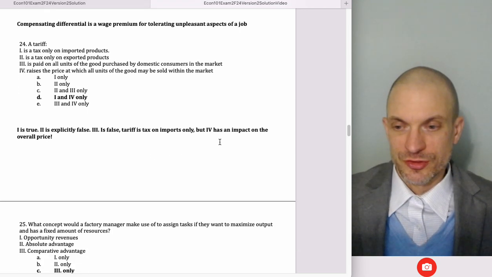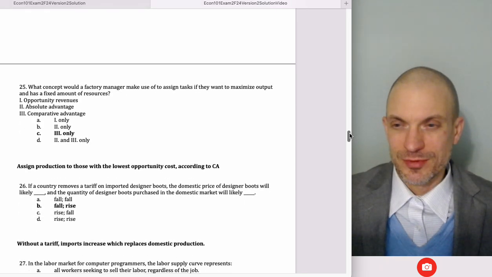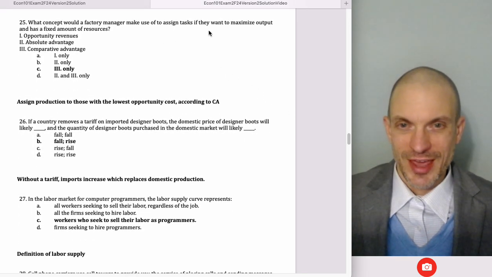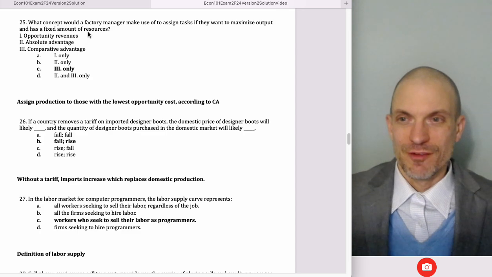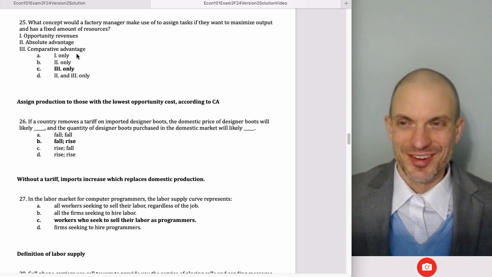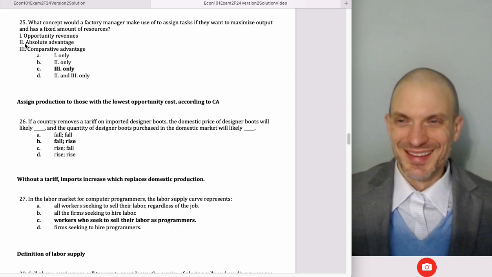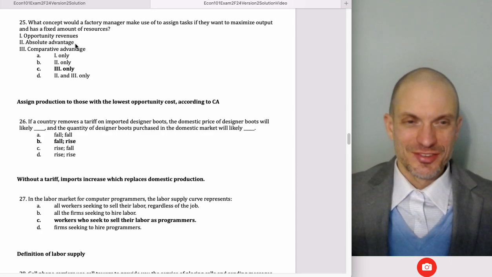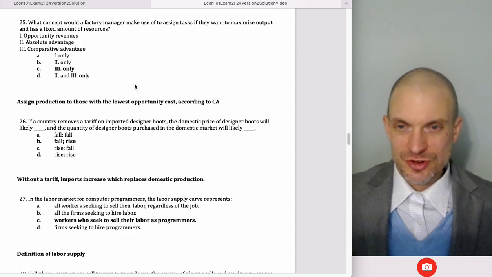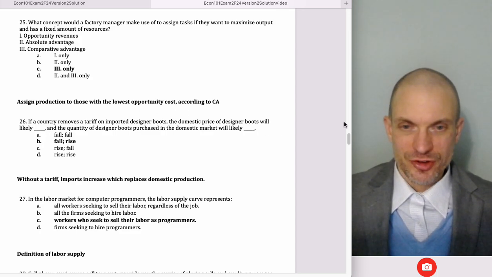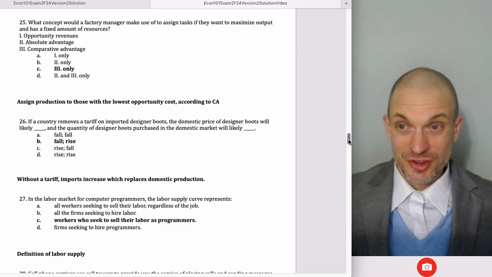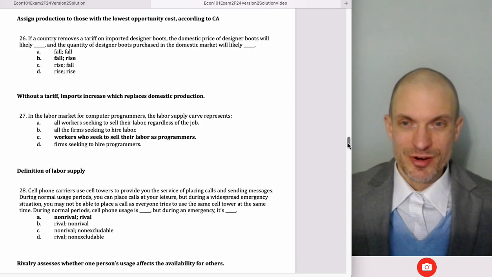Right? Okay, so 25, what concept would a factory manager use to assign all tasks if they wanted to maximize output and has a fixed amount of resources? Comparative advantage. Opportunity revenues, I am unfamiliar with that term. Absolute advantage is good, but we can get gains from trade assigning according to comparative advantage, and that's how specialization should proceed. So assign production to those with the lowest opportunity cost, especially because we care about scarcity. We have a fixed amount of resources, so we want the tasks to go to whoever gives up the least to perform that task.